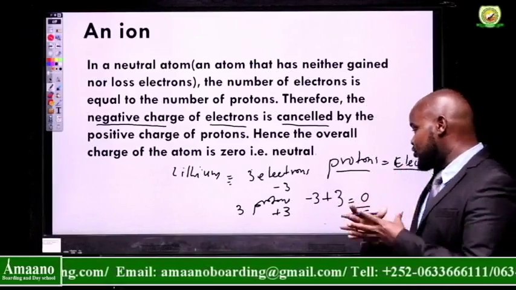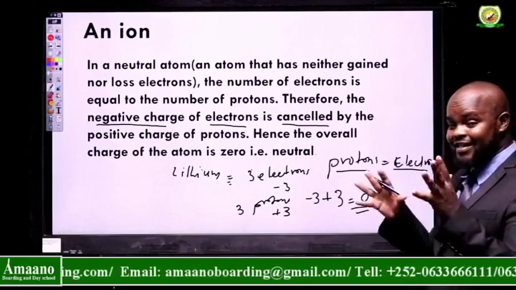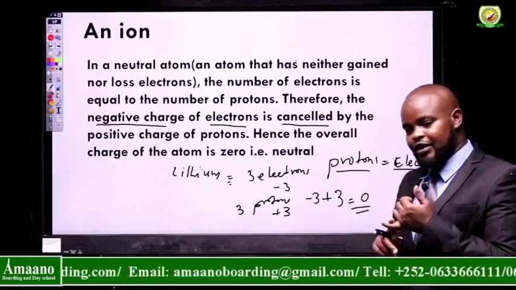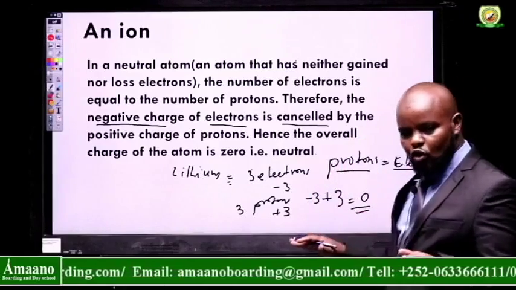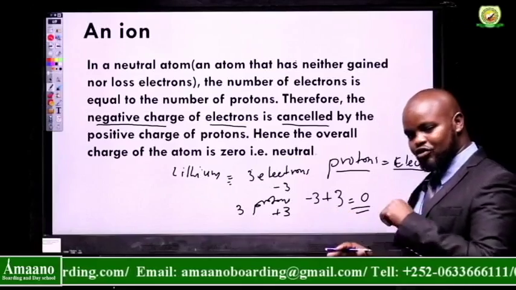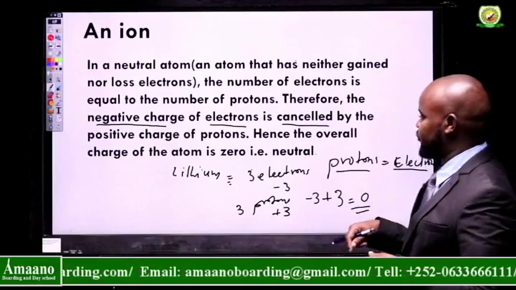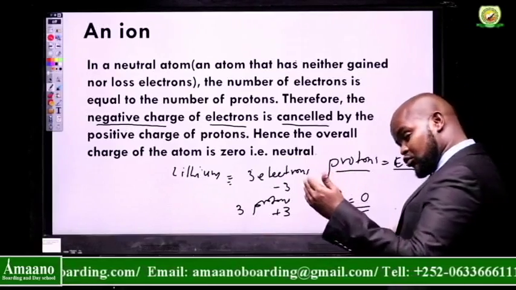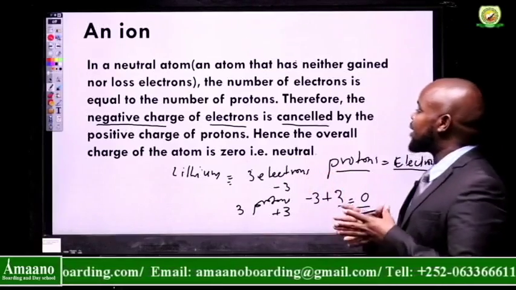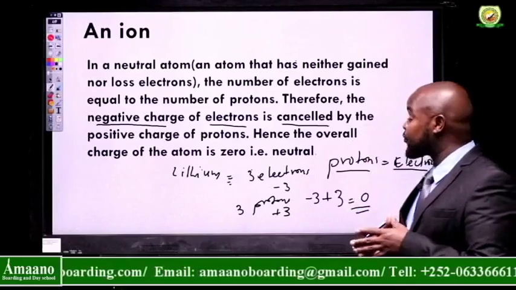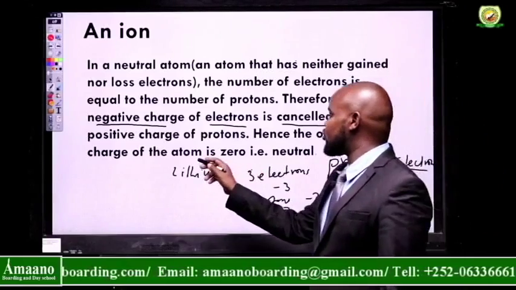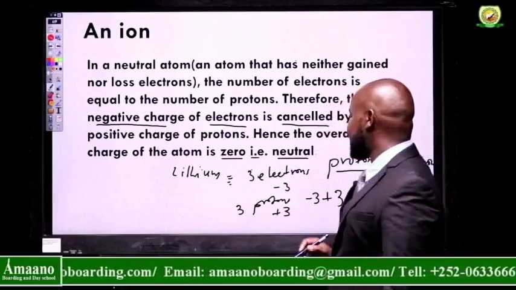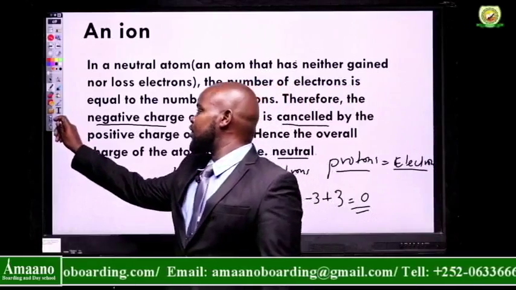So when the number of electrons and the number of protons are equal, they cancel each other, and the overall charge of the atom becomes what? 0. 0 means neutral. It's not negative, it's not positive. So when the atom is neutral, that's to say it does not lose or gain electrons, the overall charge is 0, that is to say neutral, right?